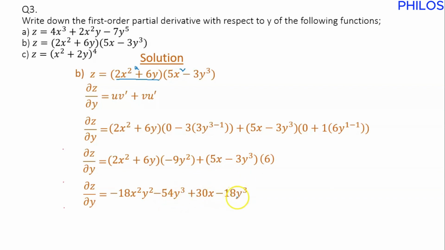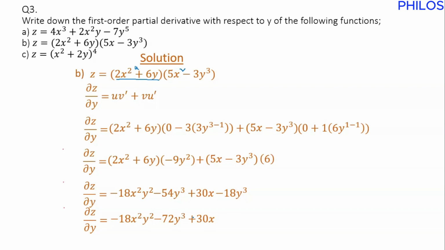So when you look at this, we have y cube here, and then we have y cube here, meaning we can simplify them. So partial z partial y will be equal to minus 18x squared y squared. Then when we take minus 54y cube minus 18y cube, since they are like terms, we can subtract them easily. So it should give us what? Minus 72y cube. Then plus 30x. So that's the final answer to this.